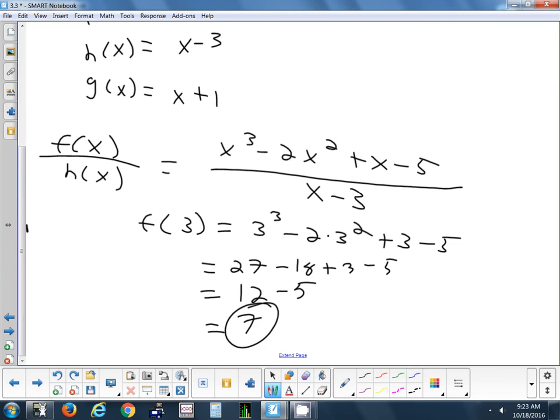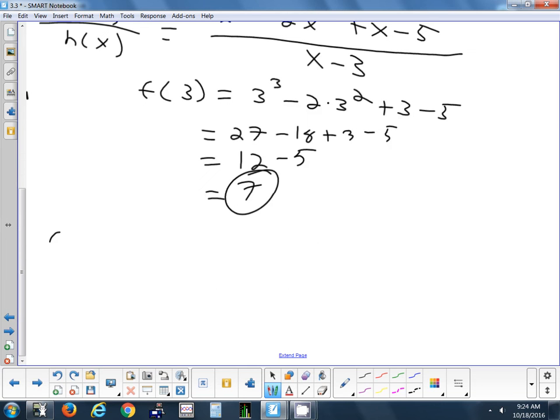So I get a remainder of 7 when I divide f of x by h of x. What that tells me is x minus 3 is not a factor of the numerator. It didn't go in without remainder, and I don't even have to waste time finding the quotient to figure that out.